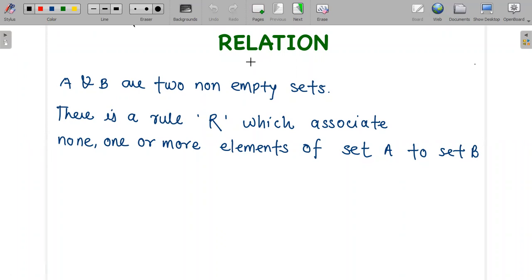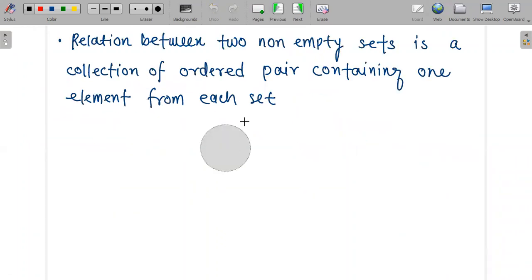For a relation, we need two non-empty sets, let them be A, comma B. We define a relation with a rule which binds or associates elements from one set to another, where none, one or more elements participate. You know that for non-empty sets A and B, A cross B defines their Cartesian product, which is the set of ordered pairs (a, b) such that the first element comes from set A, whereas the second element comes from set B.